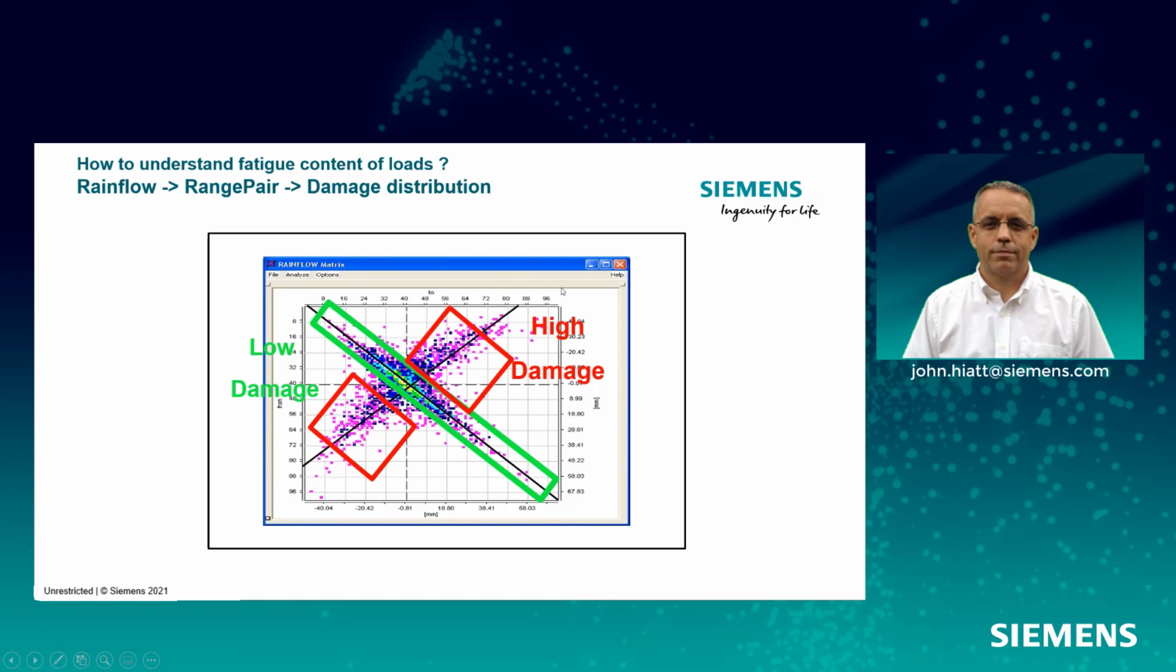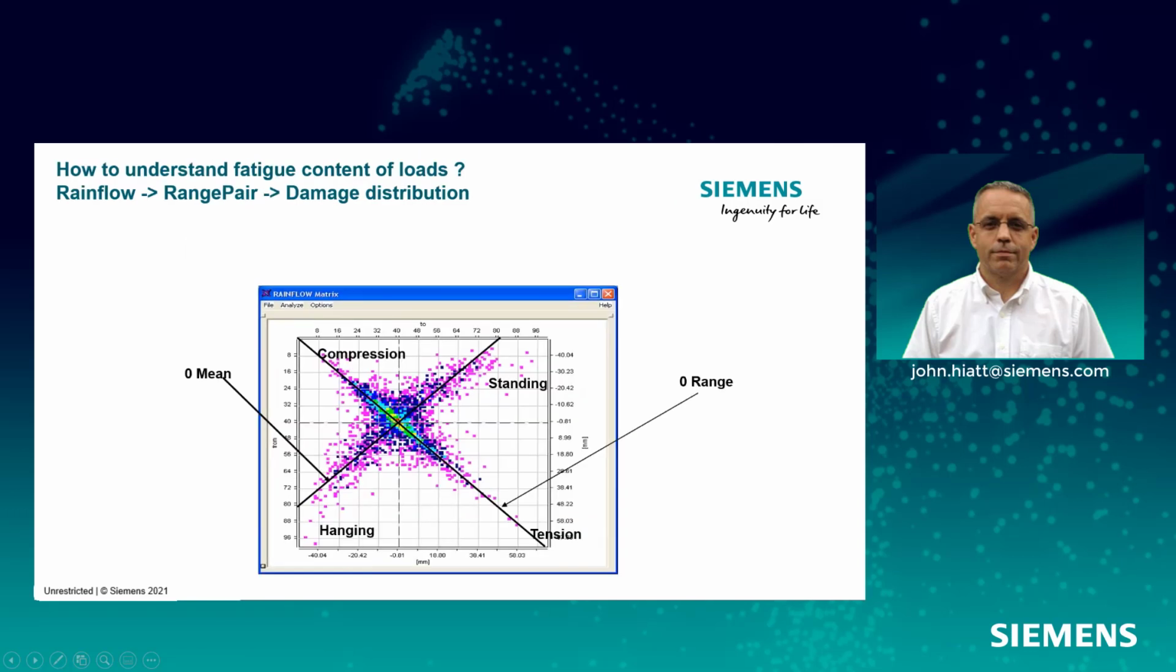The cycles that are way out here have high damage. This perpendicular line through the cross here is a zero mean line, so that's R equals -1. There are some more caveats. You can also see compression and tension, hanging and standing. Hanging and standing has no impact on damage, so this cycle over here has none. A lot of times they fold it over.